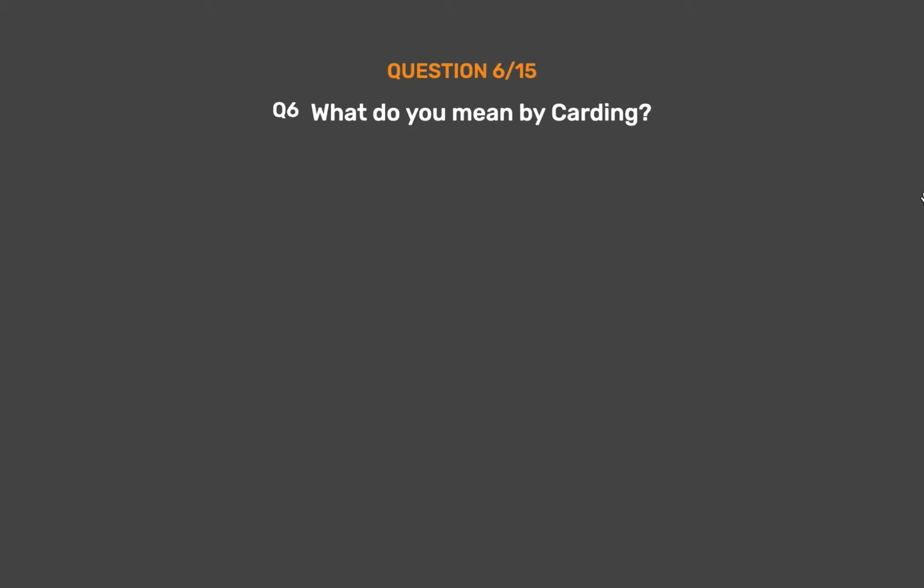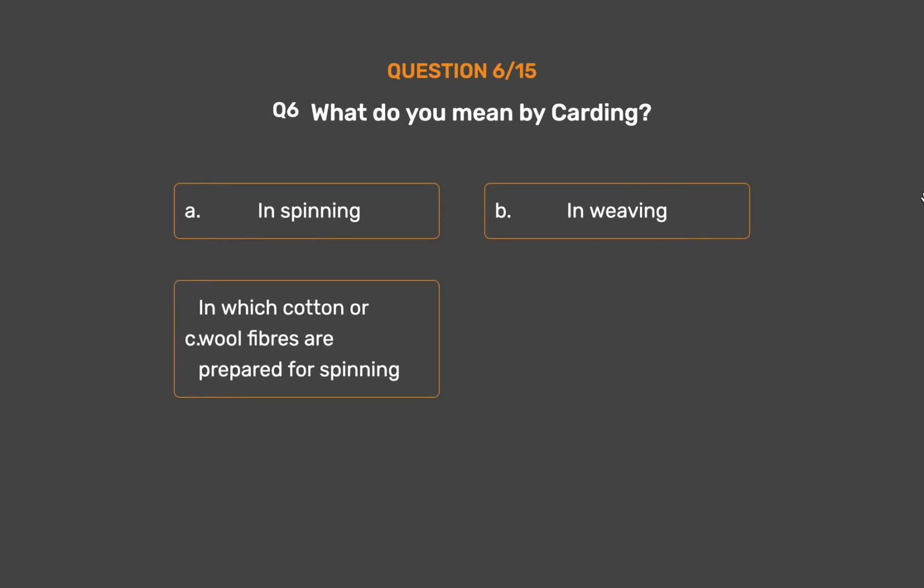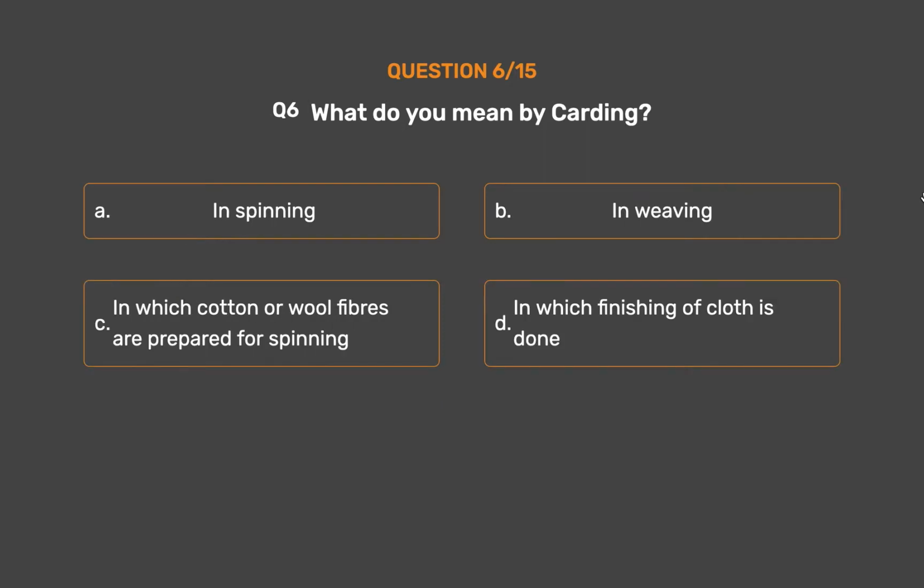Question number 6. What do you mean by carding? Option A. In spinning. Option B. In weaving. Option C. In which cotton or wool fibers are prepared for spinning. Option D. In which finishing of cloth is done.